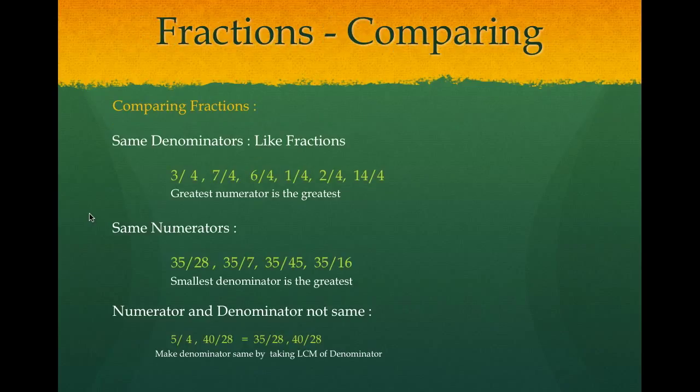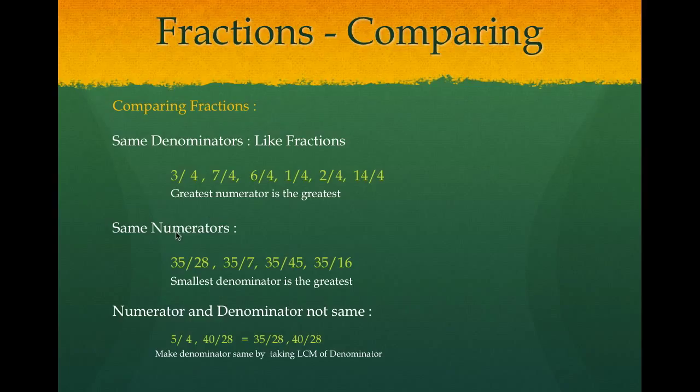To compare fractions, we can have three situations. We can have fractions with same denominators, or we can have fractions with same numerators, or we can have fractions where the numerator and denominator are not same. So in case where fractions have same denominators, that means that the fractions are like fractions. The fraction with the greatest numerator will be the greatest fraction. For example here, all the fractions have denominator 4. And this fraction here has the maximum numerator, which is 14 here. So this is the greatest fraction.